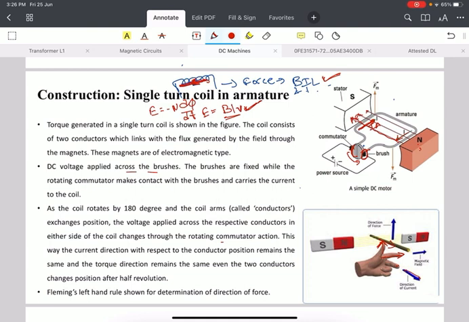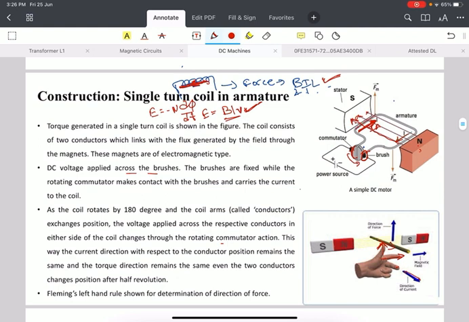So as you can see here, this is the current carrying conductor with current I placed in a magnetic field. This side will experience a force in the upward direction, and this side will experience a force in the downward direction. So this coil will start rotating. Again, this coil will come here, then this will be carrying the current, and this will be carrying the current on this side. Again it will rotate, so this will provide a rotating action.